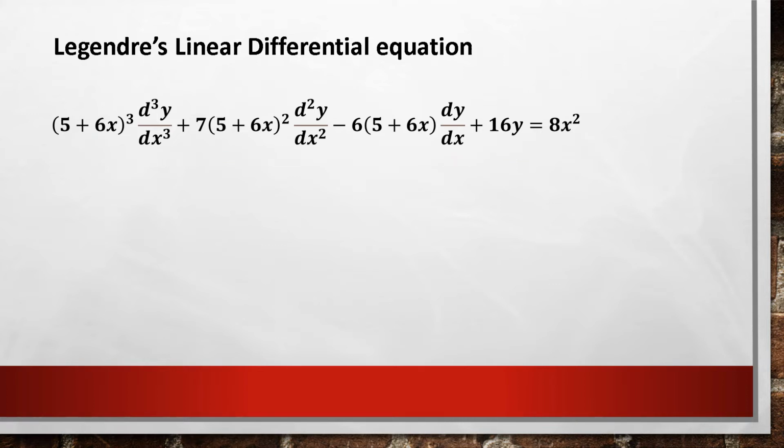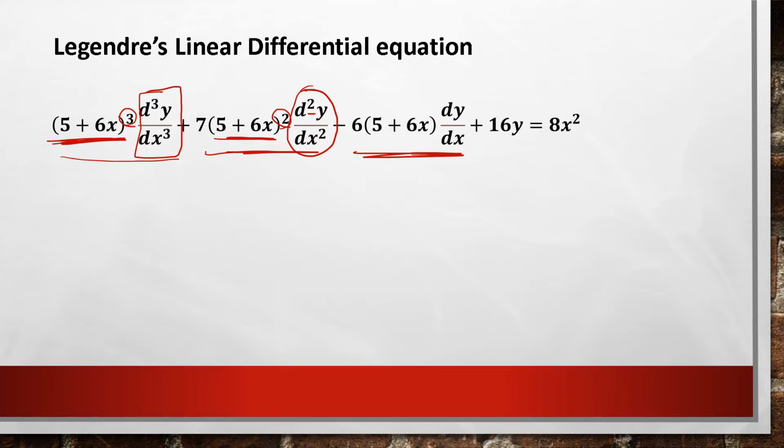For example, this is the first term. What is the order of this derivative? 3. And along with that, what is the power of this factor? That is also 3. Similarly here, this is our second term. What is the order of this derivative? That is 2. And along with that, we have 5 plus 6x power 2. Similarly, this is the third term. Here, what is the order of this derivative? 1. And along with that, we have 5 plus 6x, the same factor with power 1.